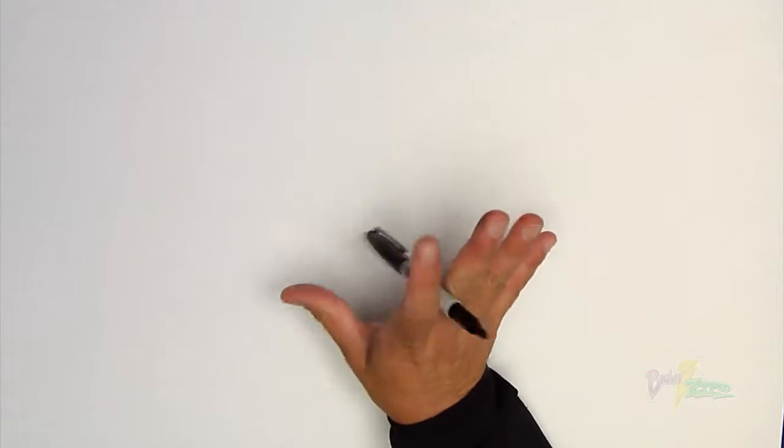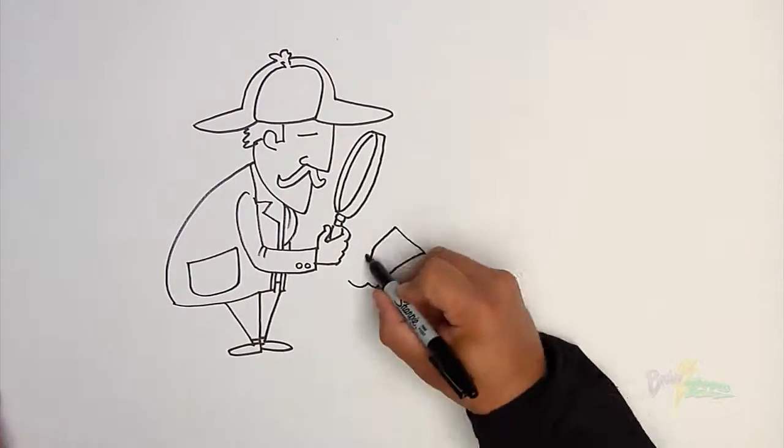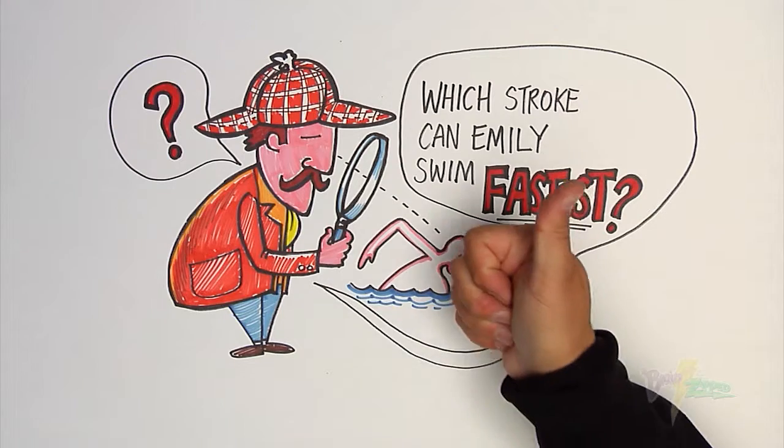Our friend Art's going to help us explain our investigation and set up the way we'll present our findings. So investigations start with observing and asking questions. We've been observing Emily swim various swim strokes, and we wondered, which stroke can Emily swim the fastest?